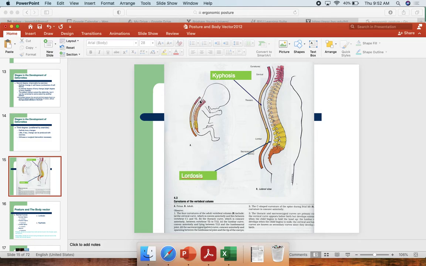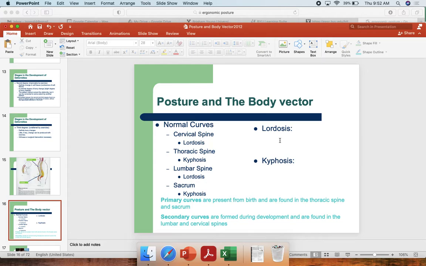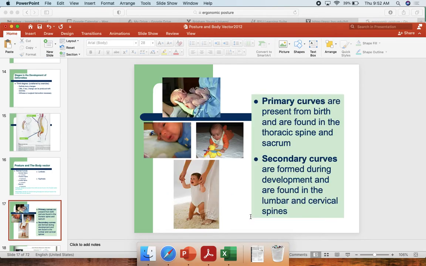Over time and throughout life, we develop what's called our secondary curves, or these lordotic curves, that you can see here, which develop as we become upright. So in our cervical spine, we're going to have the lordosis along with the lumbar spine. Those are going to develop over time as we become upright. Our thoracic spine and our sacrum always hold these kyphotic curves even after we are upright. And you can see here the primary curves are present from birth. The secondary curves are formed during development as we become upright.